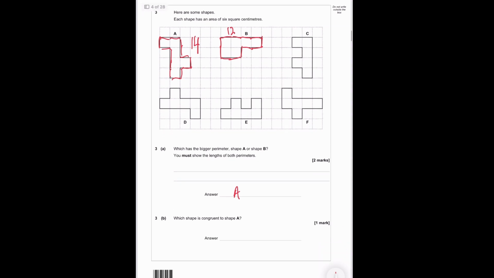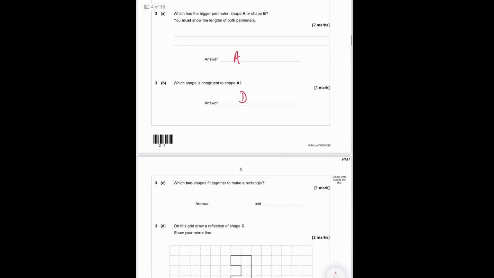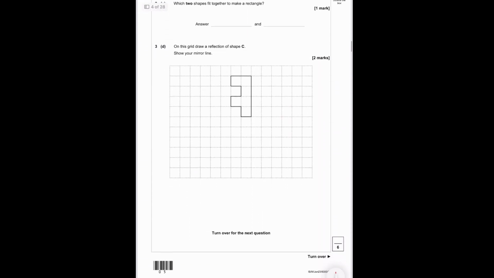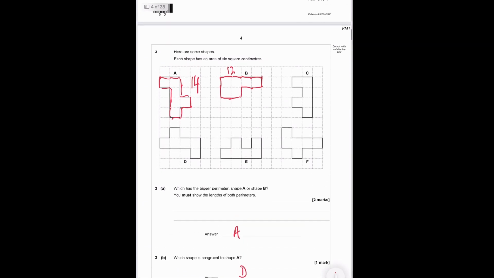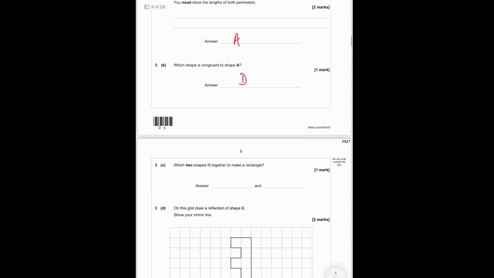Which shape is congruent to shape A? So congruent means identical. So that is going to be shape D. Which two shapes fit together to make a rectangle? So if we look at those again, C and E would fit together to make a rectangle.